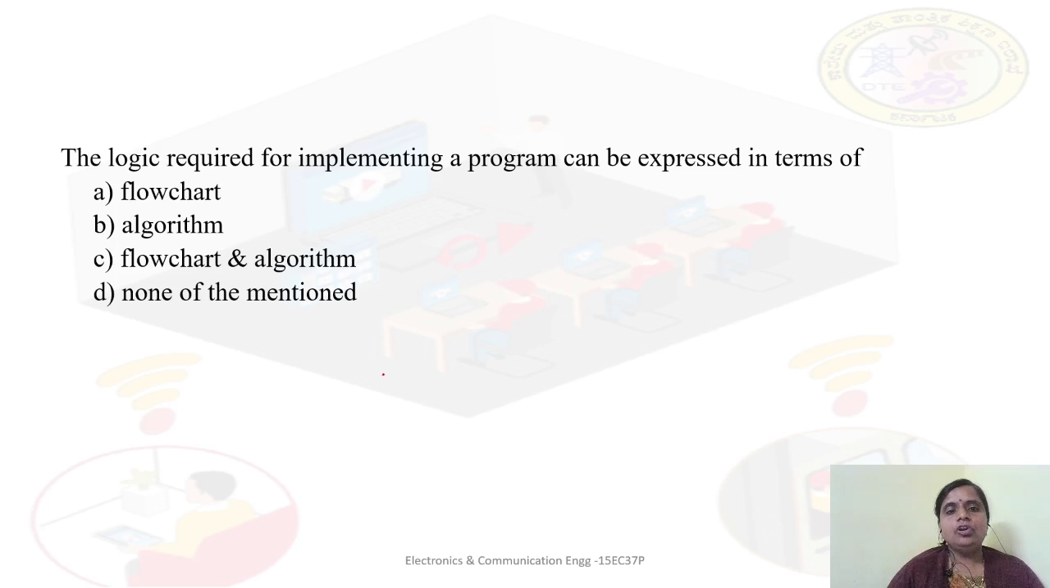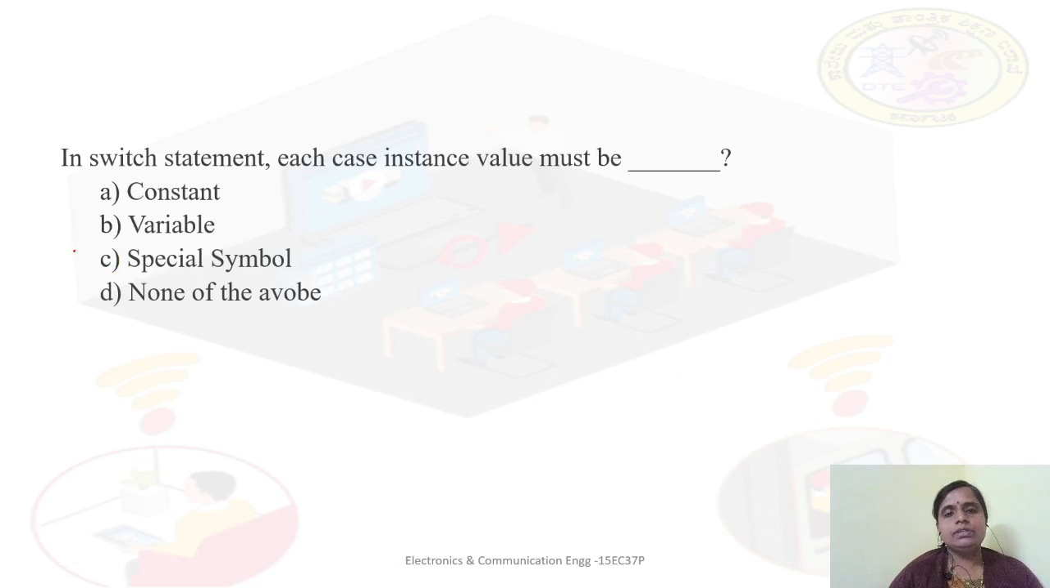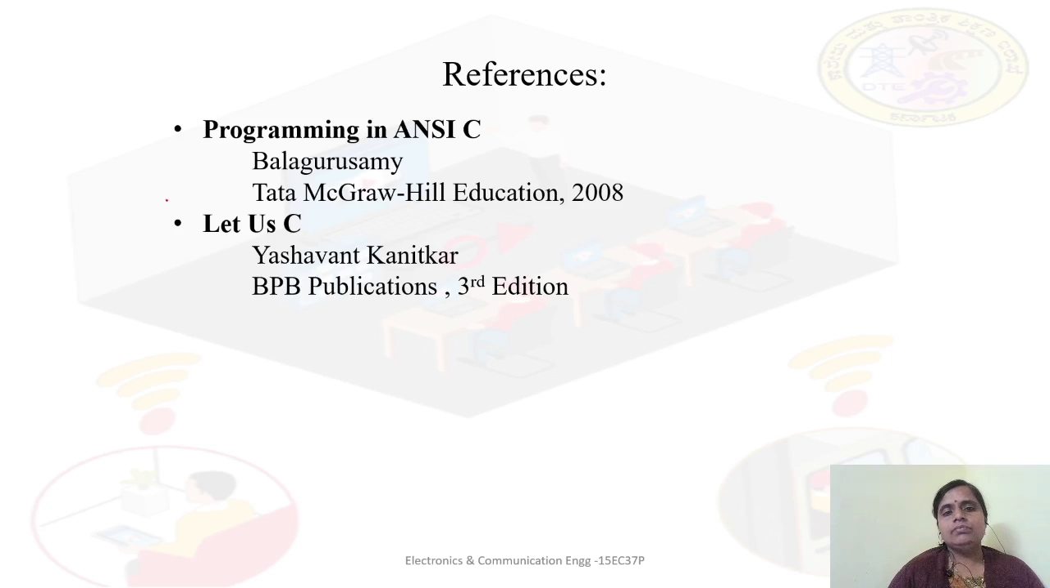Next, the logic required for implementing a program can be expressed in terms of flowchart and algorithm, isn't it? So your answer is C. Okay, so these are some of the MCQs I am going through here. In a switch statement, each case instance value must be a constant or a variable or a symbol or none of the above. See, it has to be compulsorily a constant value because we have to compare that constant with the cases, isn't it? So it has to be a constant. Okay, so these are some of the MCQs.